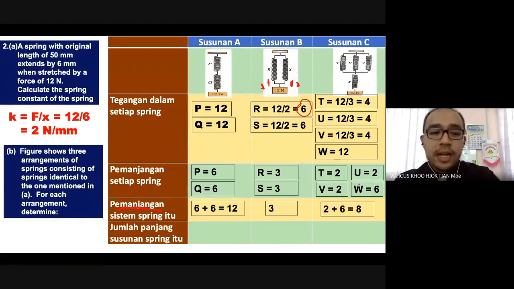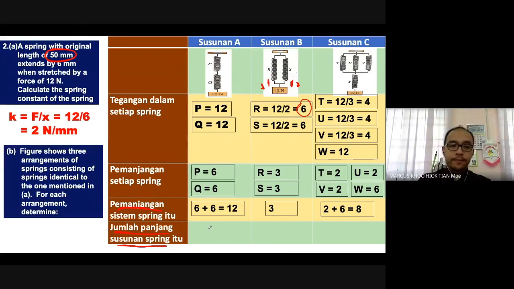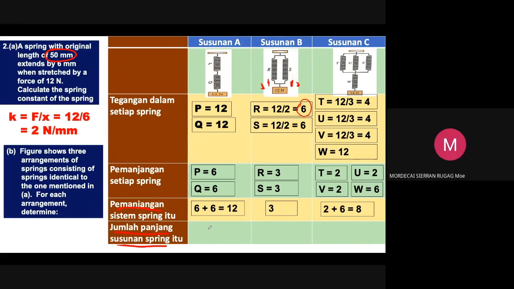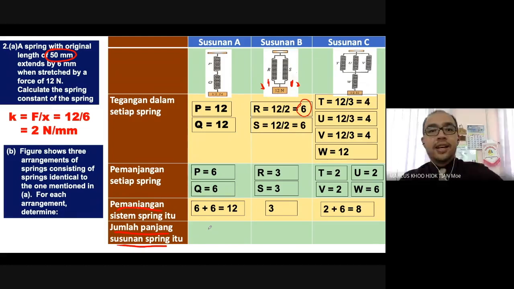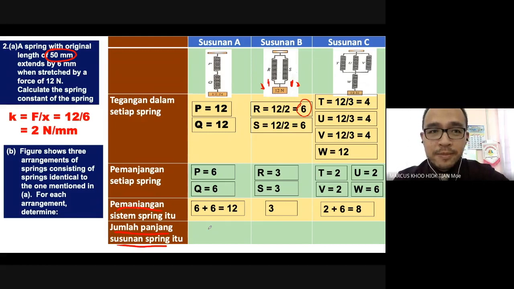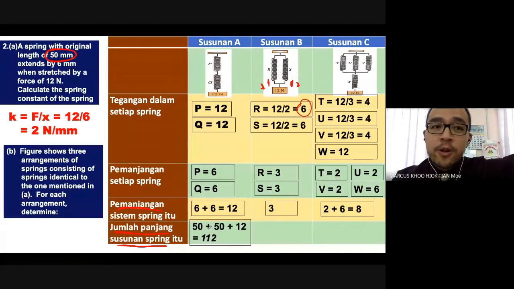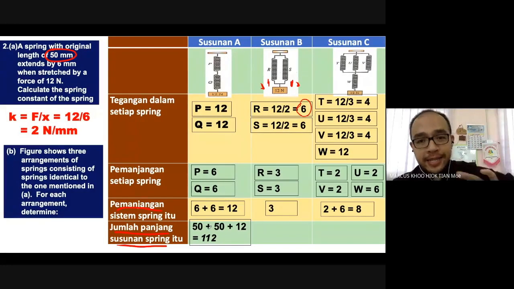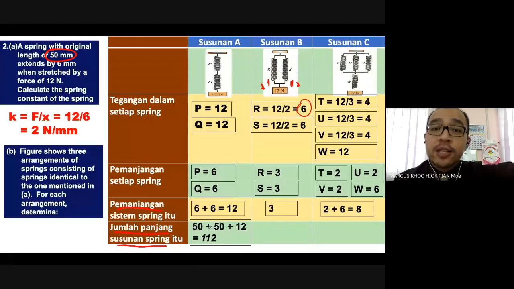Okay, so last question. What is the total length of the arrangement? Remember, the original length is 50 millimeters. So once you take into account the jumlah pemanjangan, how much is the total length for A? 62. 112. Okay, it will be 112. Of course, there are 2 springs, bro. Each spring is 6, 6. So 6 plus 6 plus 50 plus 50 lah. Or 50 plus 50 plus 12 pun boleh.